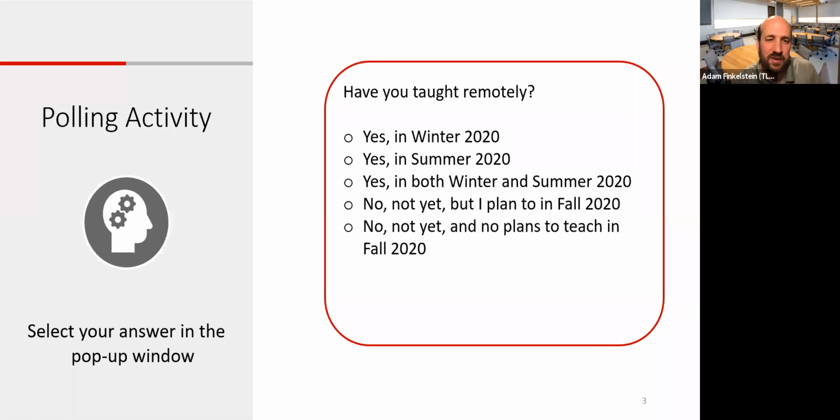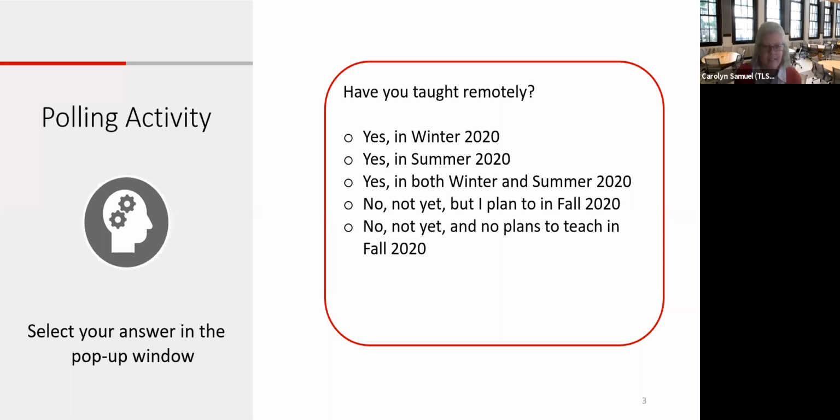Well, it looks interesting, Carolyn, with the real split. There's almost as many people who've taught in the winter as who haven't done it yet but are planning for the fall. That's a really interesting split in the data. Okay, yeah, and I've got 41 and 45% there. Okay, so that information is helpful for us.